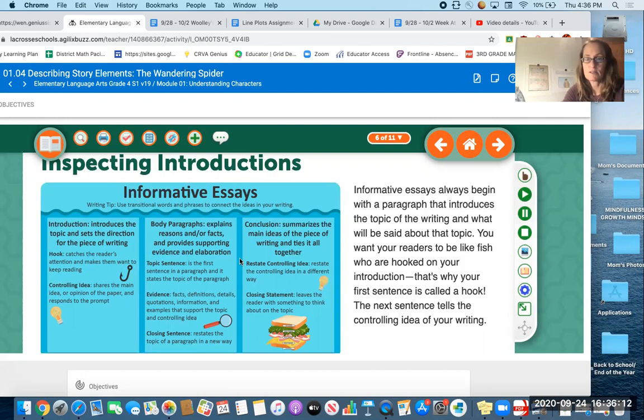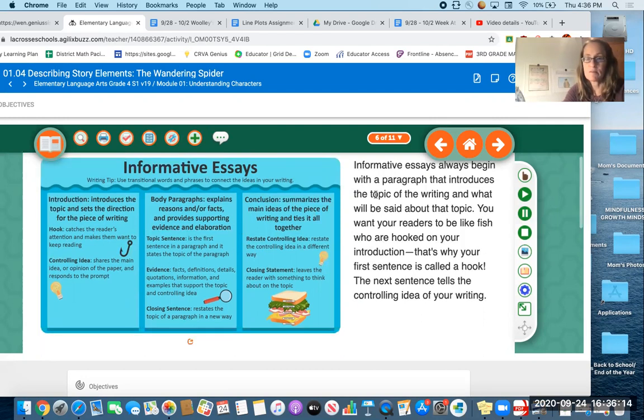So I'm just going to go ahead and scooch this. It tells a little bit about that paragraph: it introduces the topic and what will be said about that topic. You want your readers to be like fish who are hooked in. So we're going to be talking about how we use a hook to grab our reader, and we want them to be able to get excited about what we're writing about. That's called your hook. The next sentence tells the controlling idea of your writing, kind of like your topic sentence. It controls what the whole essay is about.